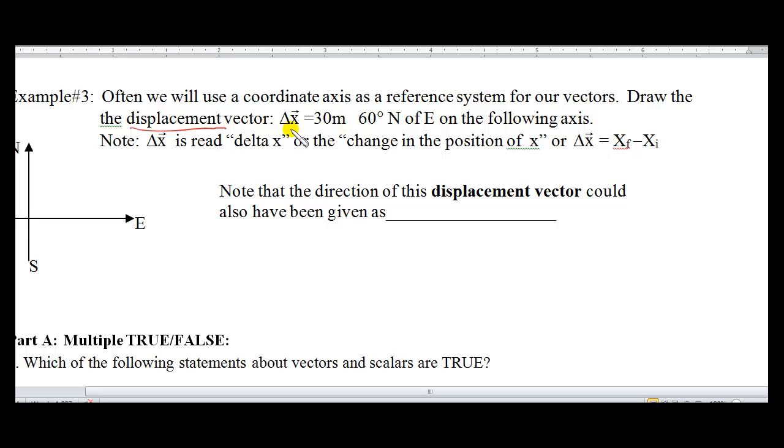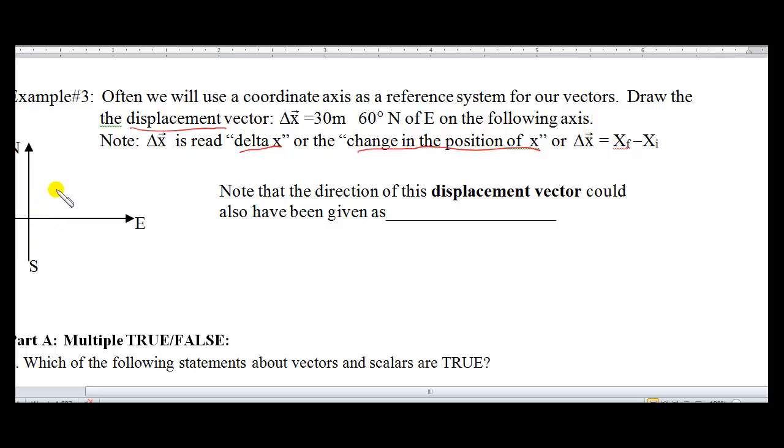Let's go back over here a little bit. Note delta x is read delta x. This is the Greek letter delta, and what it really means is that it's the change in the position of x. Or we could write it as delta x equals x final, the final position, minus x i, the initial position. So what we're talking about is over here, we're going to draw a vector.